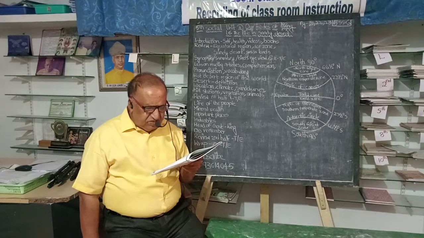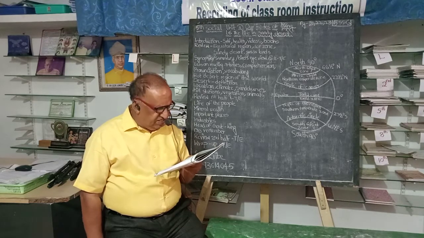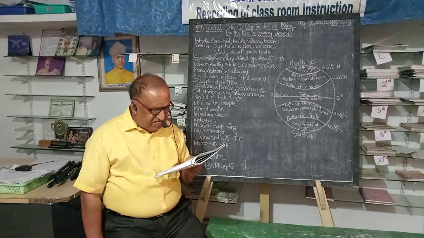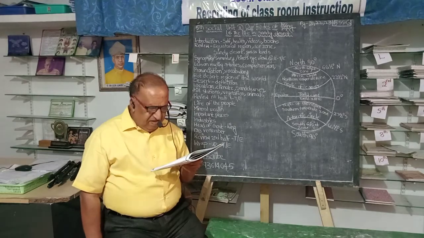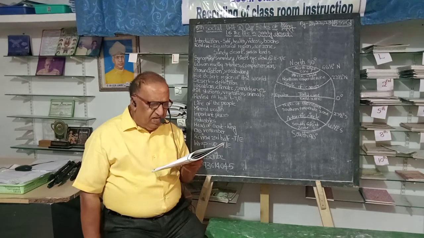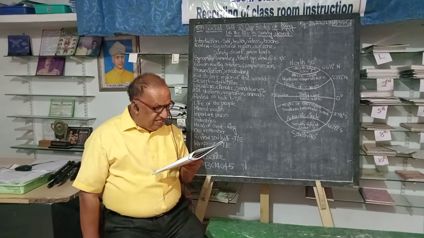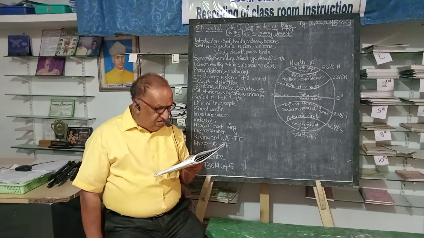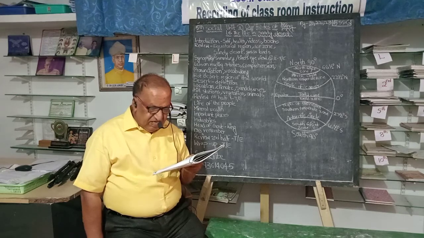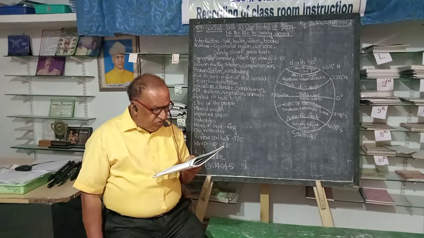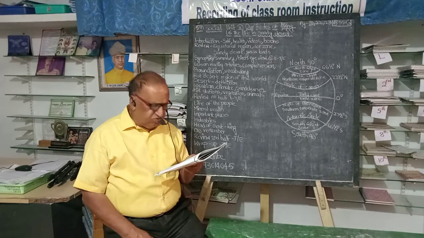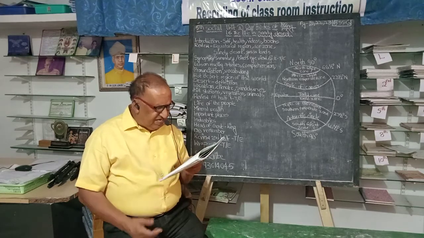The pilgrimage to Mecca is known as Hajj. Mecca is the birthplace of Prophet Muhammad, the founder of Islam. He was born in Mecca. In Medina lies the tomb of Muhammad. The tomb is there.